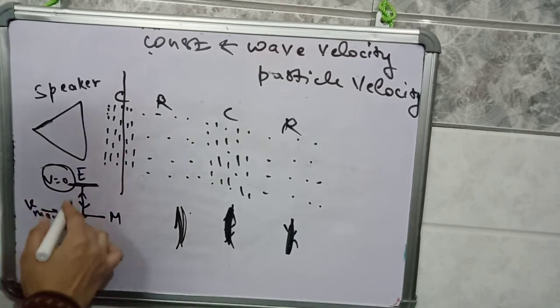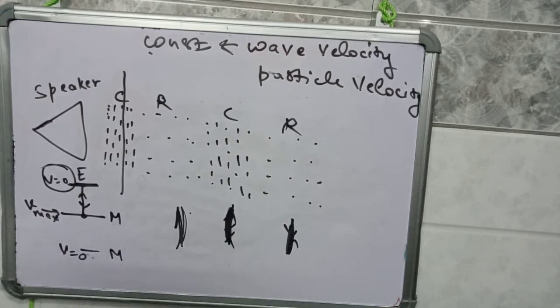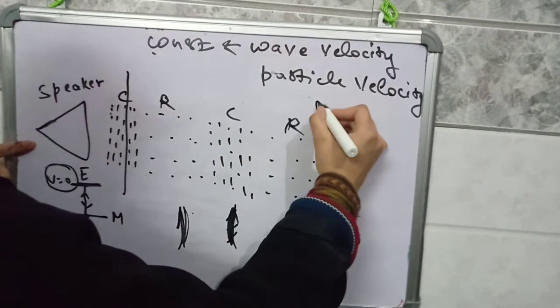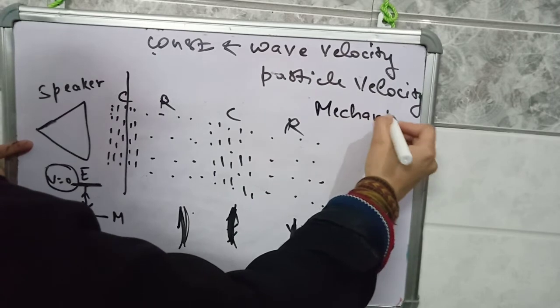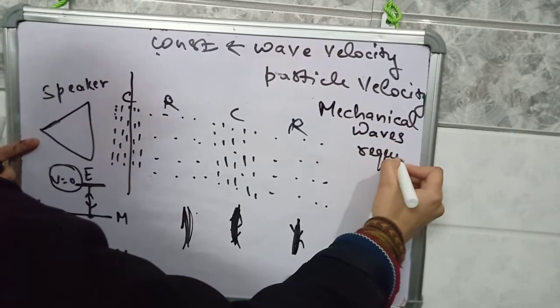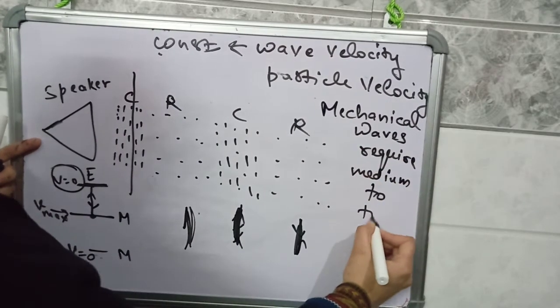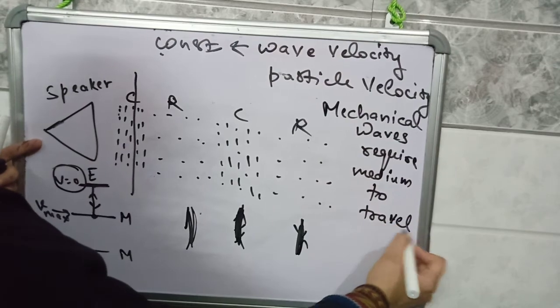If it was a non-zero value, it can go further beyond the extreme position. Okay, so now the next important characteristic of wave motion is the propagation of mechanical waves. What are mechanical waves? Mechanical waves are those which require a medium to travel. Mechanical waves require a medium to travel.